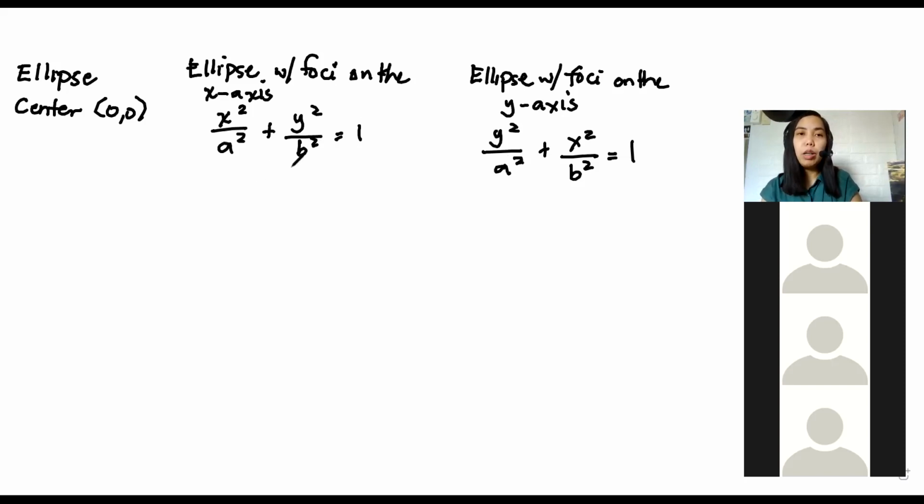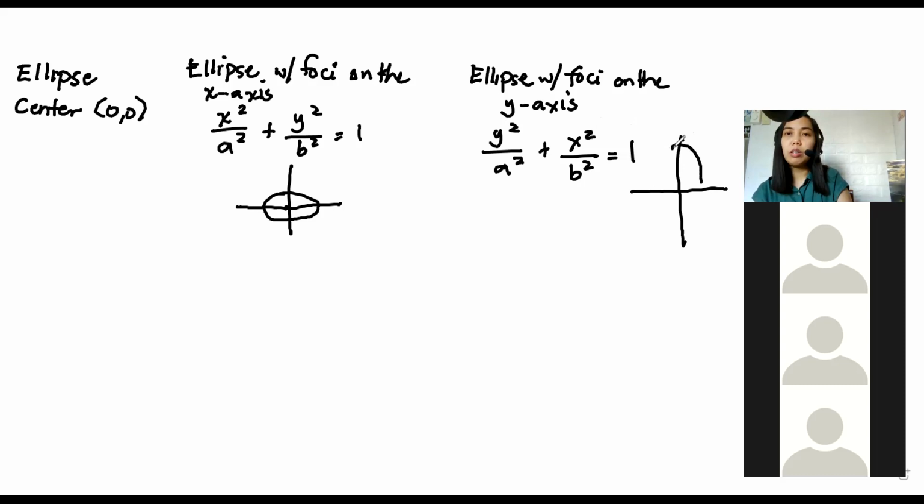So paano ba natin malalaman sa graph kung nasa ng major axis? Ibig sabihin nito, ang major axis nasa x-axis, so mas mahaba sa x-axis. Something like that. The center is at the origin. For the y-axis, ang graph niyan, class, mas mahaba naman sa y, kasi nandun ang foci at ang vertices. Something like that. So just assume it's an oval. Okay, that is the center at the origin.